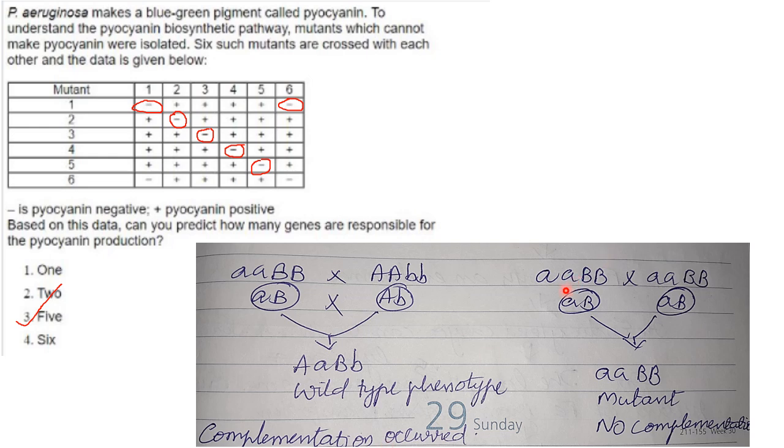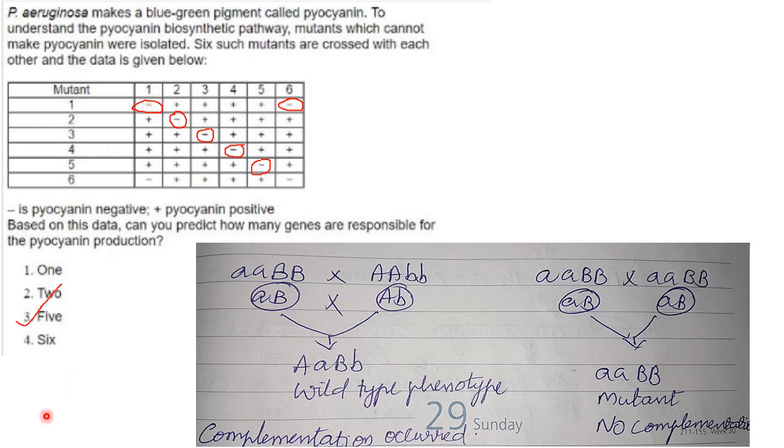But if mutation is in the same gene, that is small a, in both the parents, small a gene is mutated whereas capital B is not mutated. You get a mutant phenotype. So no complementation has occurred here. So what you have to do is you have to group together the non-complementation ones as one group because that is the one which is having mutation only in the single gene. So that many genes will be responsible for phycocyanin production.